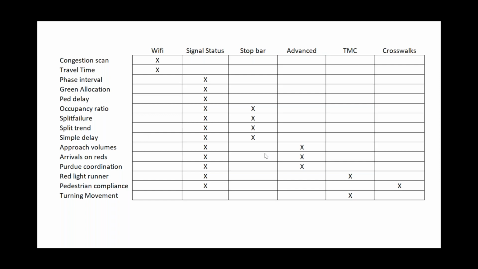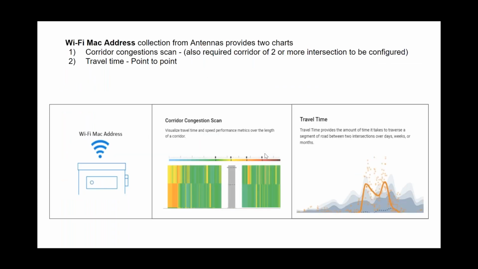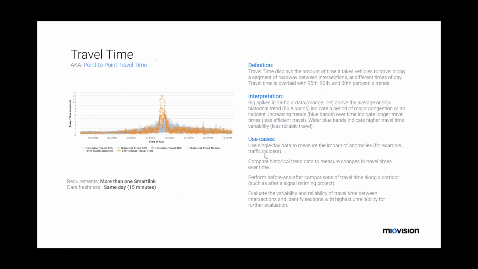So there we go. The first one, kind of a basic concept, we'll go through the travel time. There are two major charts coming from the travel time data. The first one is the point-to-point travel time chart. This is really what it sounds like. It's two different points on a map. You click on them and it derives instances of travel between those two points, in terms of travel time.